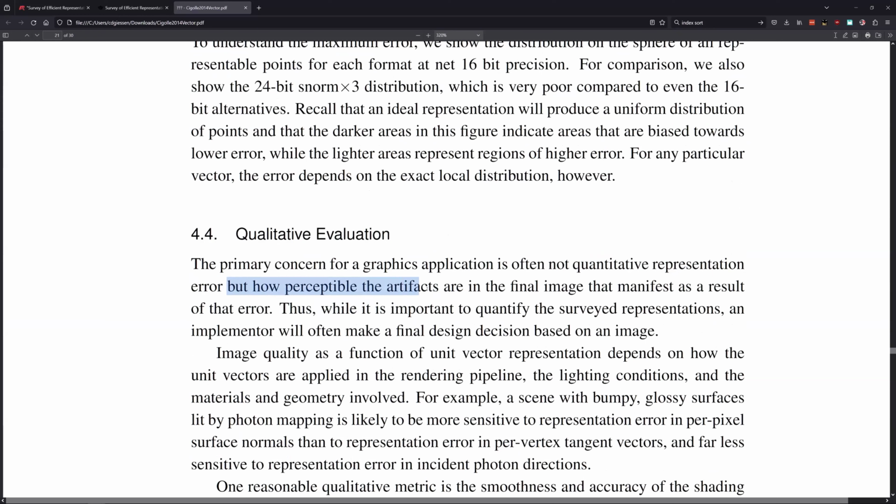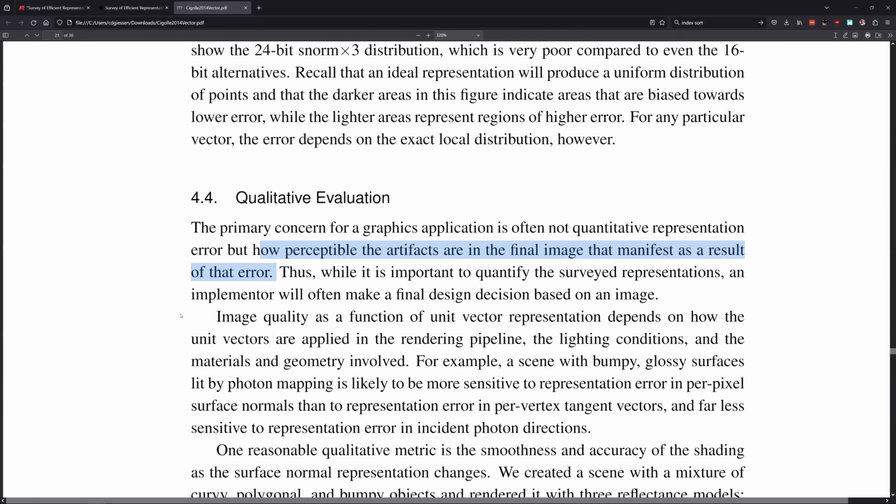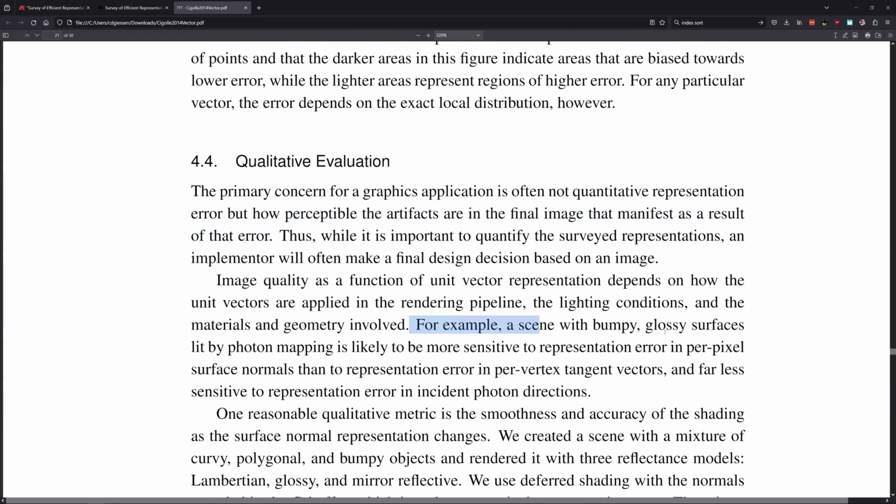If it's not correct but still looks good, is it incorrect? This is actually a pretty nuanced take, because in computer graphics, the goal is to try to make something that looks good. And we do a lot of effort to make it look correct, but at the end of the day, looking good is a subjective thing.